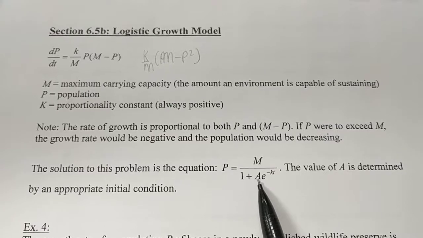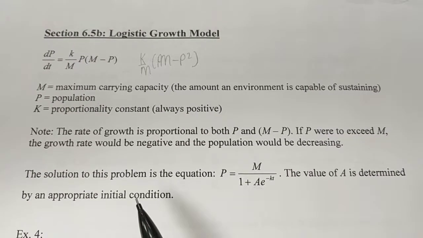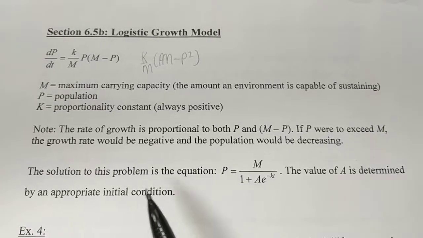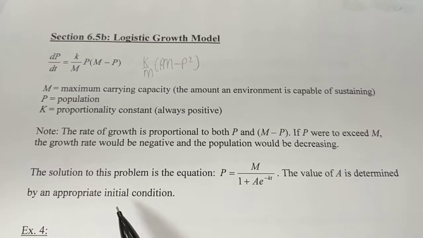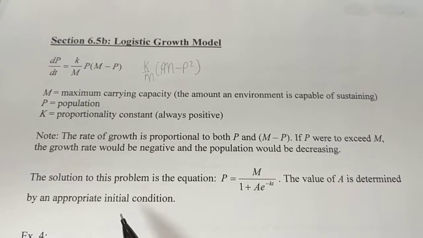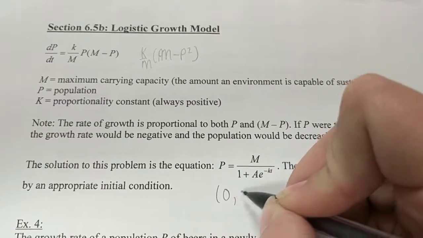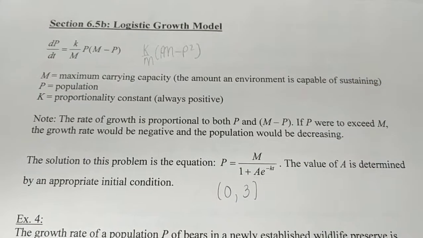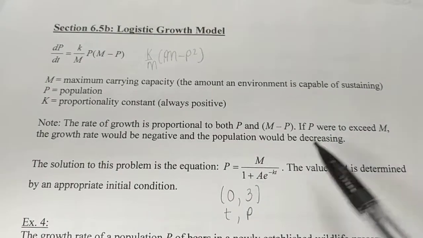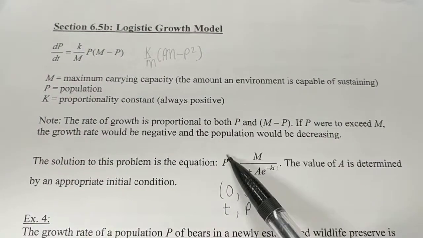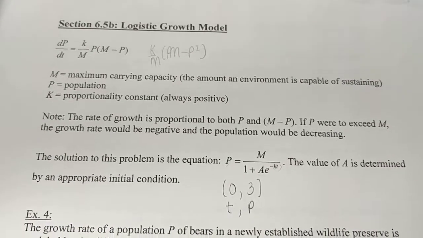This value A right here is determined by the initial condition. I want to note that A is not the initial condition. It's determined by the initial condition. The initial condition is going to be some sort of ordered pair, like (0, 3). This is your time, this is your population. So T and P are your initial condition, and you're going to solve for A.